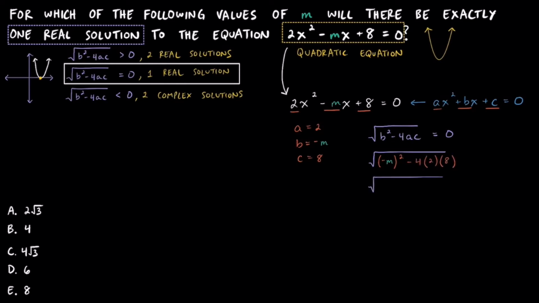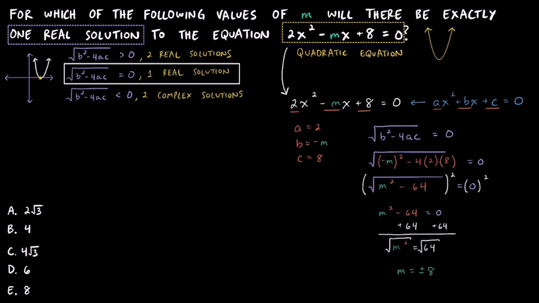Squaring a negative gets us a positive, so we have positive m squared, and multiplying 4 times 2 times 8, we get minus 64. These are both equal to 0. To get rid of the radical, we can square both sides, and we'll have m squared minus 64 is equal to 0. And by adding 64 to both sides, we'll get m squared is equal to positive 64. Finally, taking the square root of both sides, we find that m is equal to plus or minus 8. This must mean from our choices that E is our answer of positive 8.